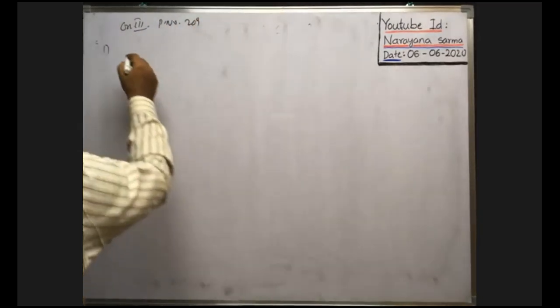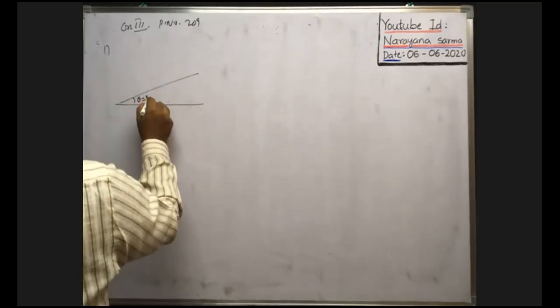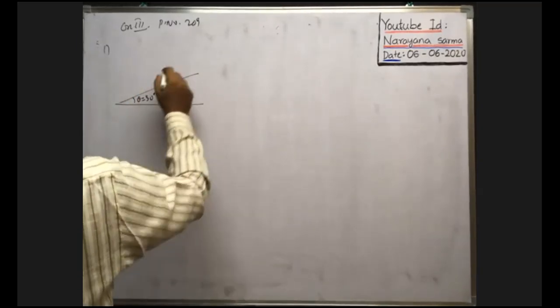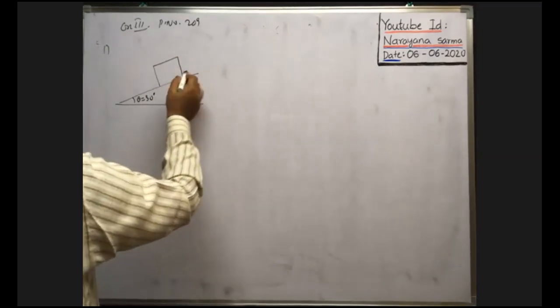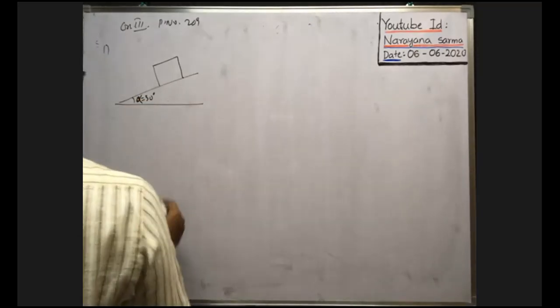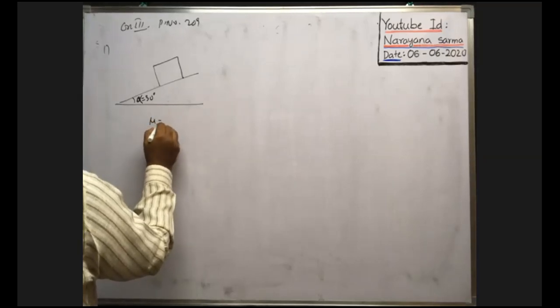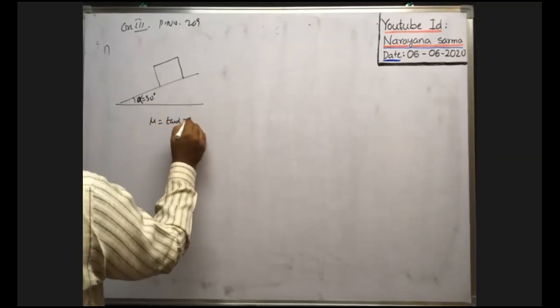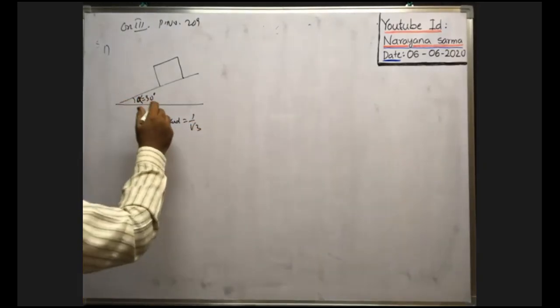The body of mass 8 kg is kept on the inclined surface. Whenever theta is equal to 30 degrees, it is under limiting equilibrium. Limiting equilibrium means the body tends to slide but does not slide at this angle. That's why this angle is called the angle of repose. Whenever it is the angle of repose, the coefficient of static friction is equal to tan alpha, which is 1 by root 3. Indirectly, the coefficient of static friction is given.